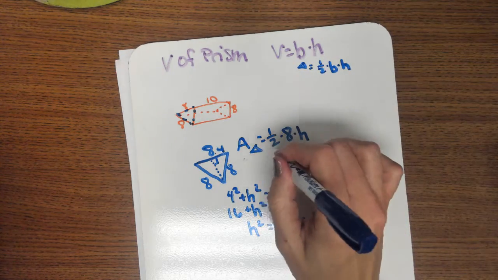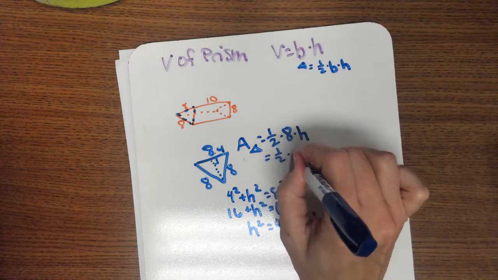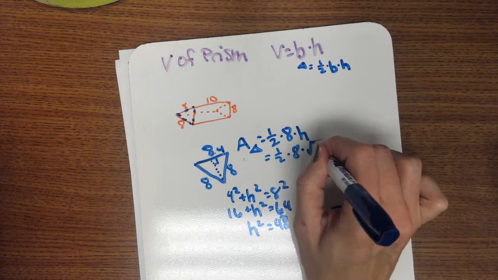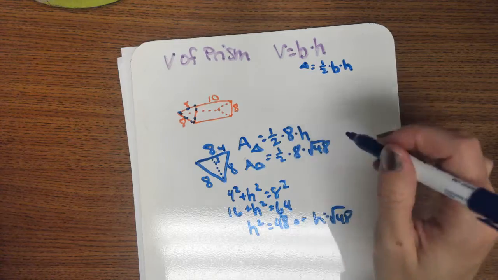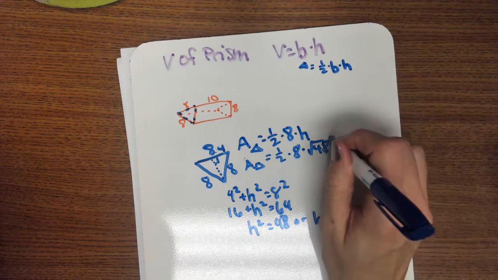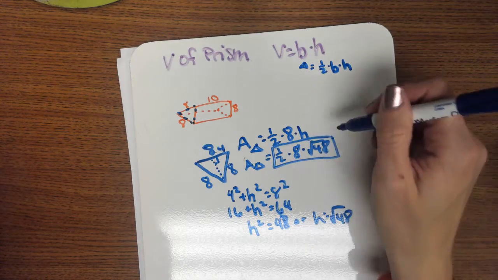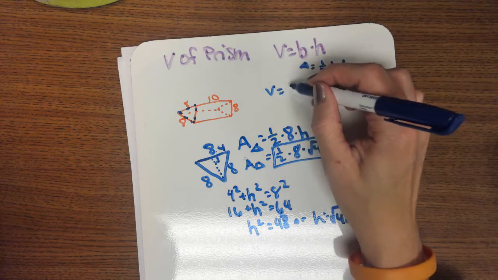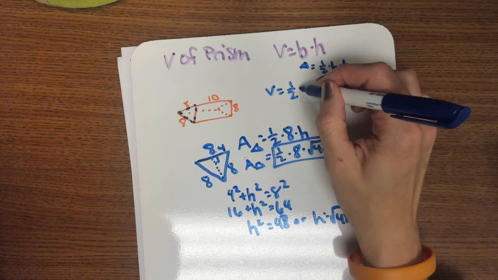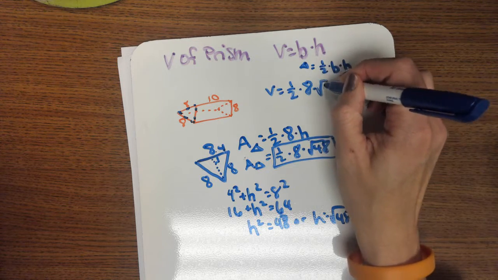So I'm going to go back up here and plug that in. The area of the triangle is 1/2 times 8 times radical 48. This is the area of my base. I'm going to then plug that in to the base of the volume. So volume is base, which is actually the area of this triangle that I just found. That's the tricky part.